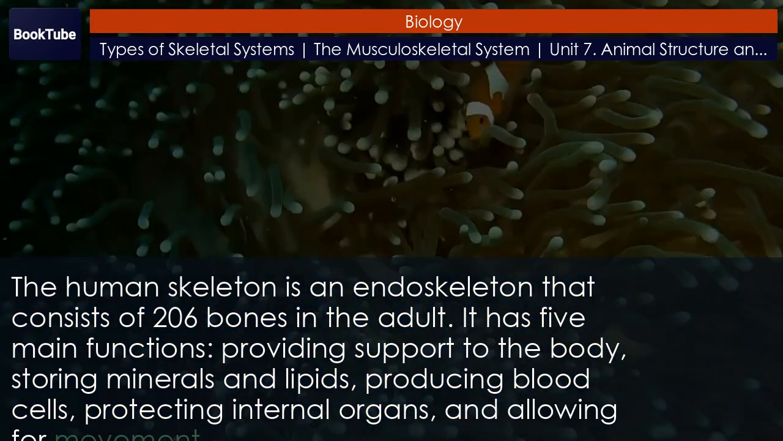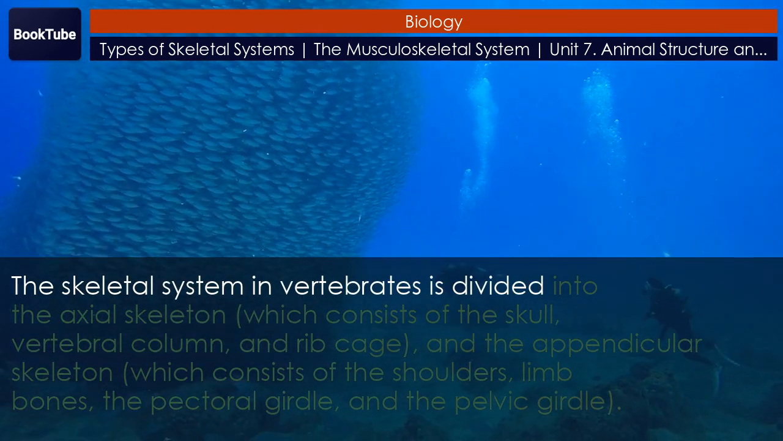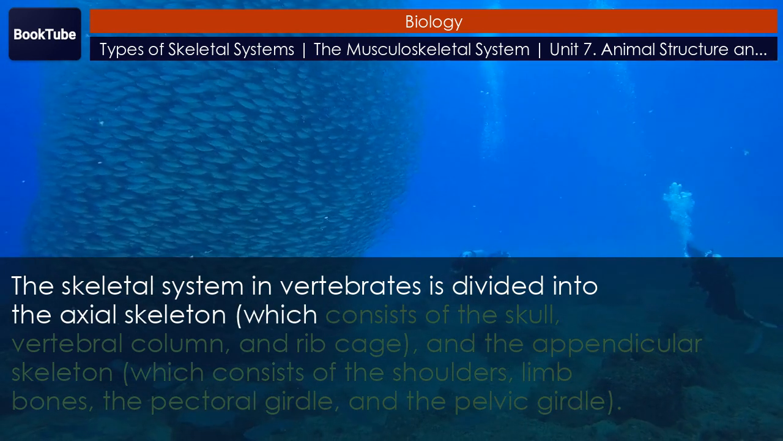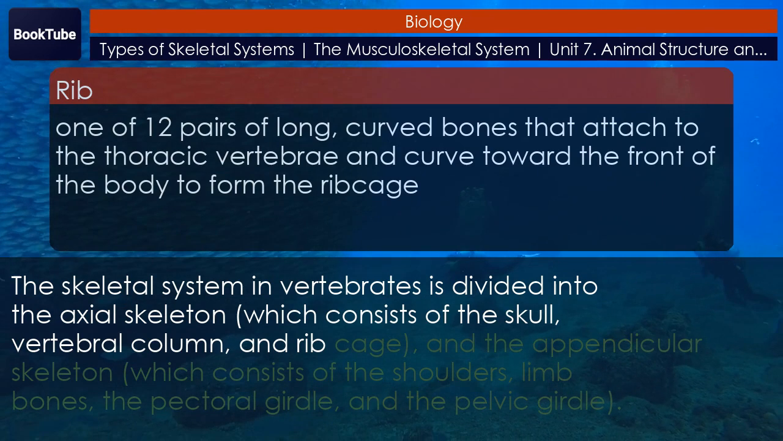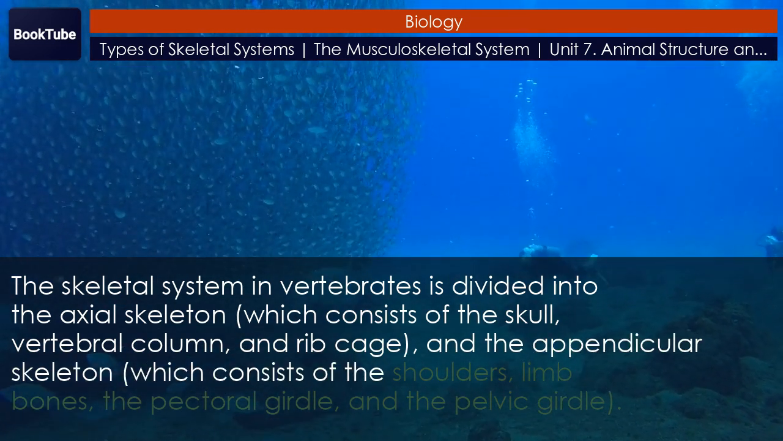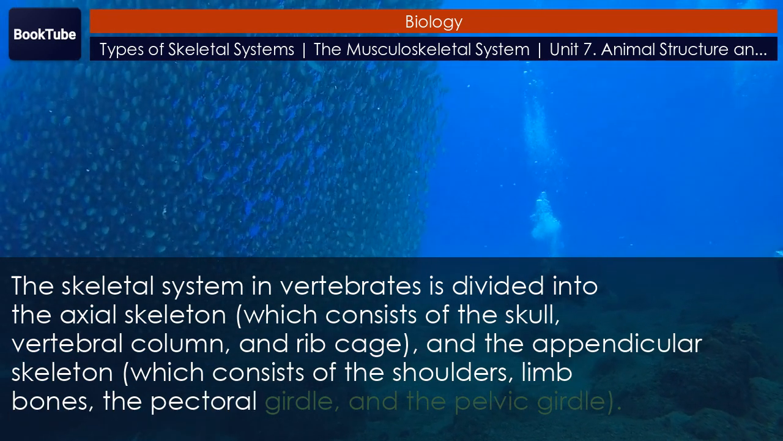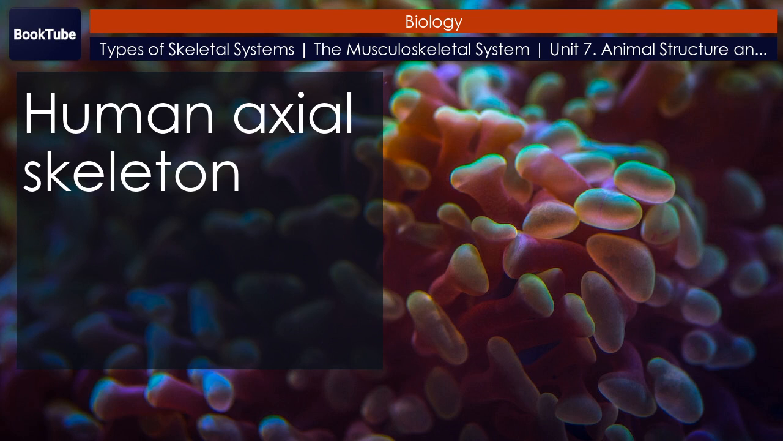and allowing for movement. The skeletal system in vertebrates is divided into the axial skeleton, which consists of the skull, vertebral column, and ribcage, and the appendicular skeleton, which consists of the shoulders, limb bones, the pectoral girdle, and the pelvic girdle. Human axial skeleton.